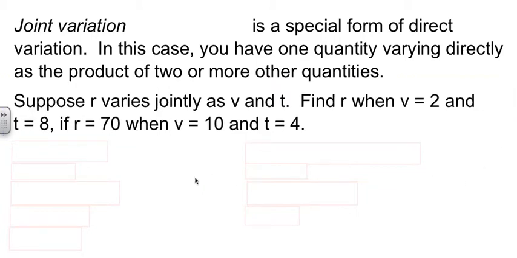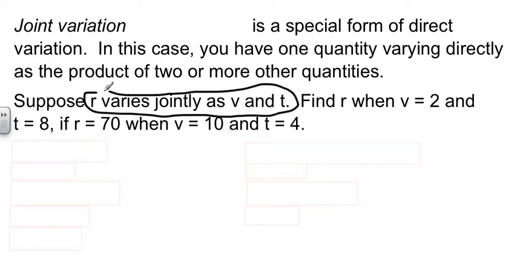Typically with direct variation, what you're talking about is just two variables, y and x, for example. In joint variation, you have typically three variables, such as they say r varies jointly as v and t. That statement tips me off to my equation. We're interested in the product of v and t. Our job is still first to find k. Our equation is r equals k times vt.